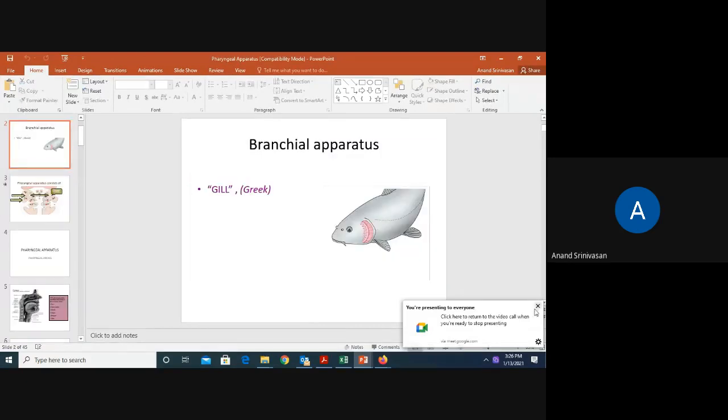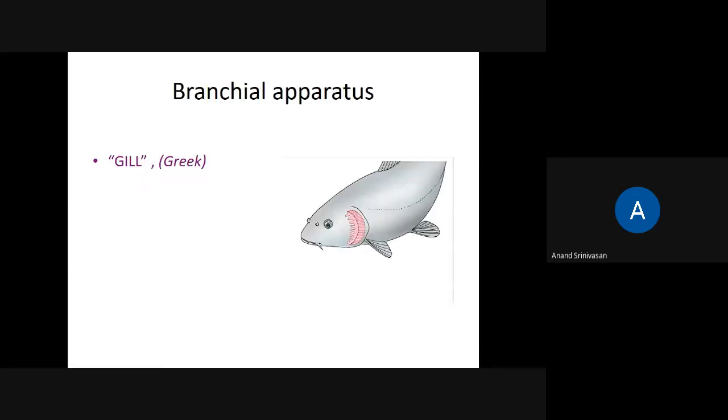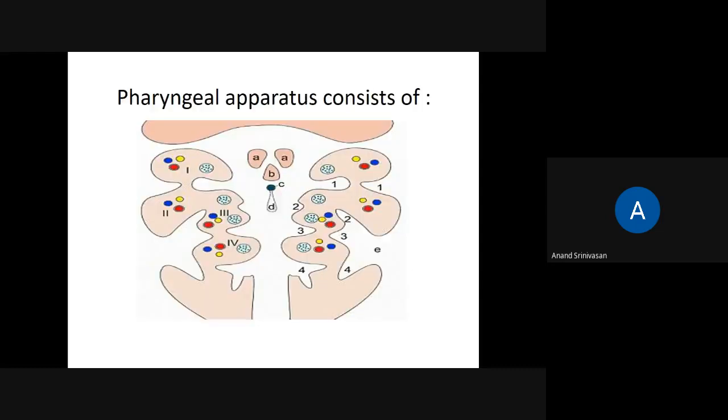So today we will be seeing about the pharyngeal arches, or the pharyngeal apparatus. It is also called the branchial apparatus, because it takes its origin from the gill of the fish, resembling it. So the pharyngeal apparatus is made up of arches.